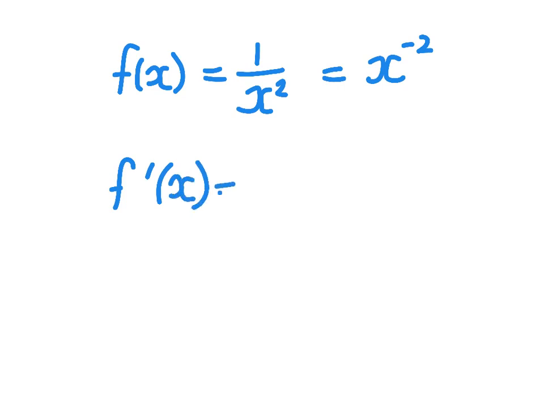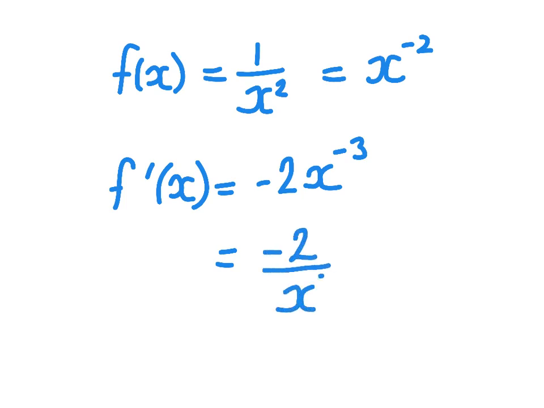So I'm going to multiply by the power, which is negative 2, and I'm going to reduce the power by 1, which is negative 3. I'd like to give my answer with positive indices only. So the fact that it's a negative 3, I can pop it on the bottom of the fraction, and it will become positive. So it's negative 2 over x cubed.